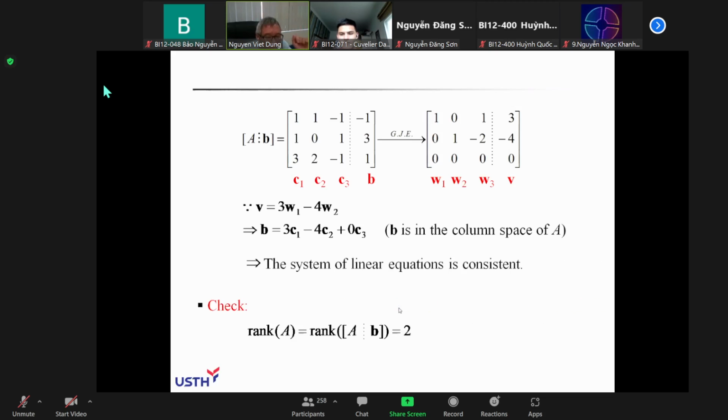That's it. Or you can check, as I told you from the beginning, the rank of A equals 2 and the rank of the augmented matrix is also 2, so they have the same rank.